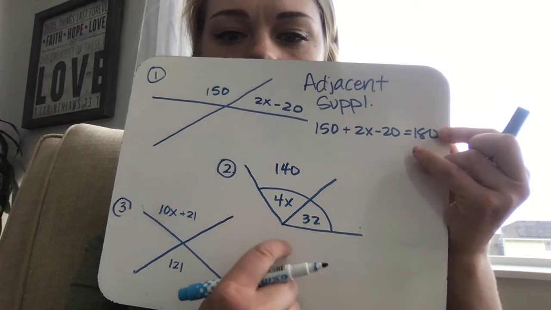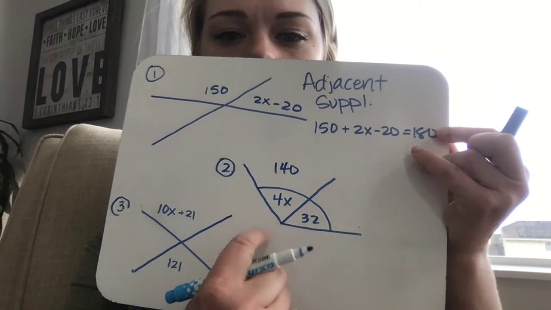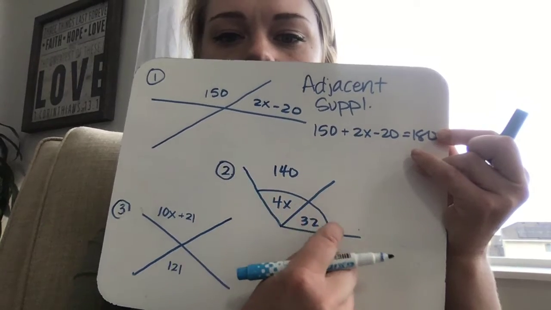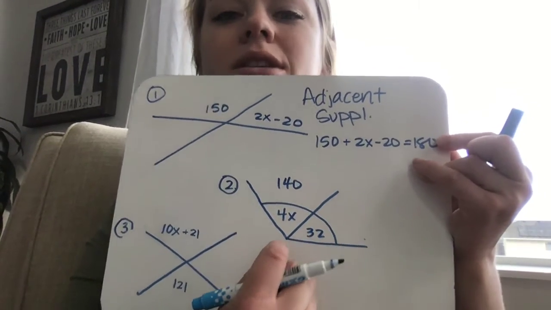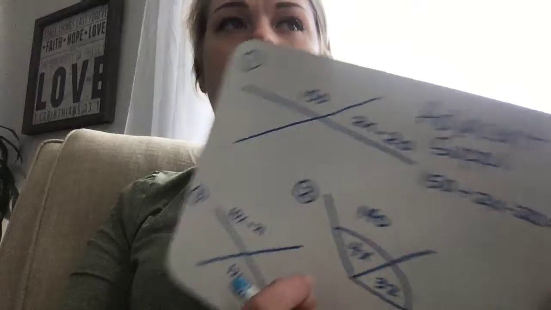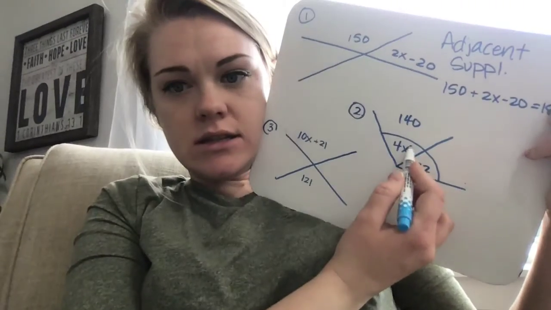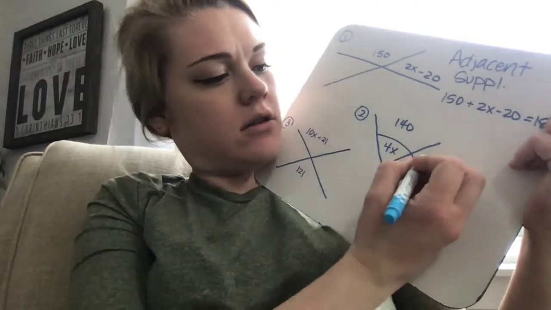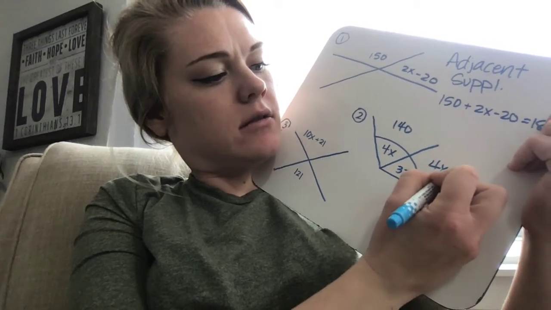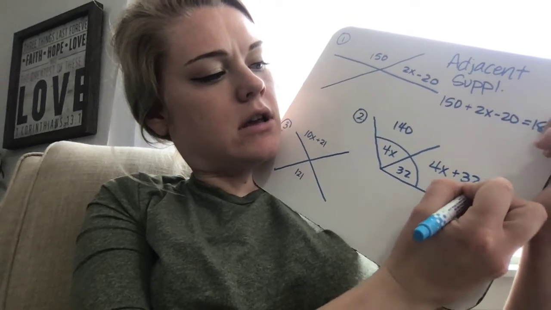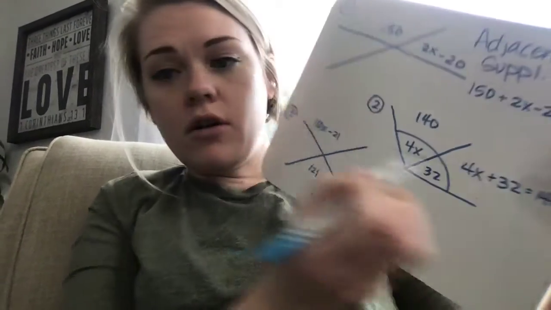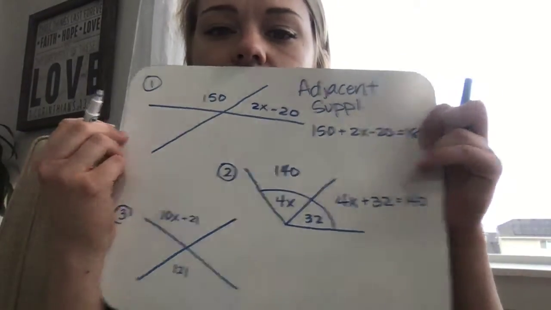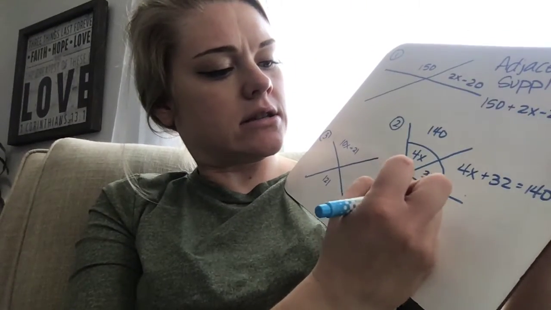I cannot get my, there we go. Nope, they're not. They're right next to each other, which means they are adding an angle, which means it is adjacent. So an adjacent angle, just as this plus this, adds up to that. So 4x plus 32 equals 140. And it is an adjacent angle.